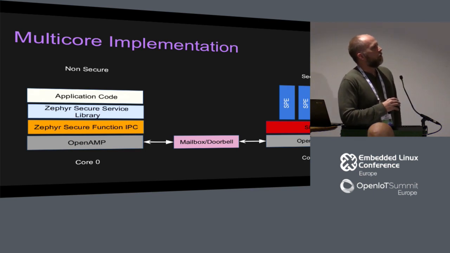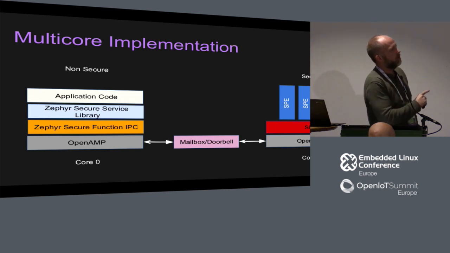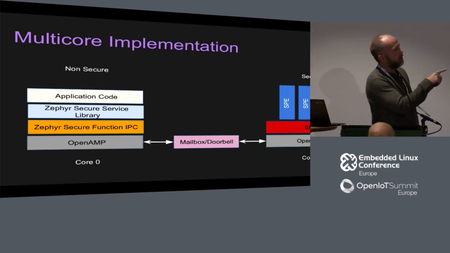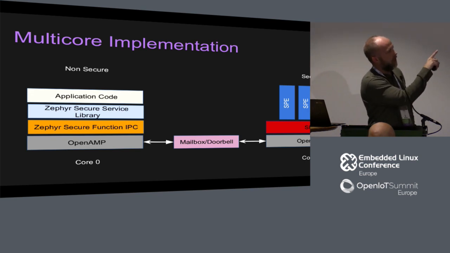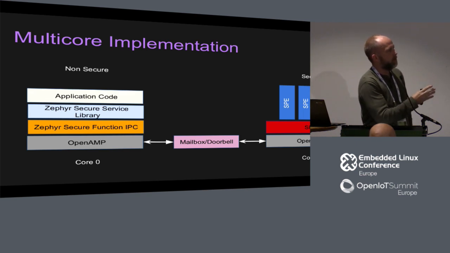So in a multi-core implementation, which is also being worked on right now, it's very similar. The difference is instead of having a context switch on the same processor, you actually have OpenAMP on the bottom. The API is going to be the same, but once you get below that, instead of doing the stub and doing the transition to the different context, you're actually doing an IPC call across OpenAMP, which utilizes some mailbox hardware and maybe some shared memory.